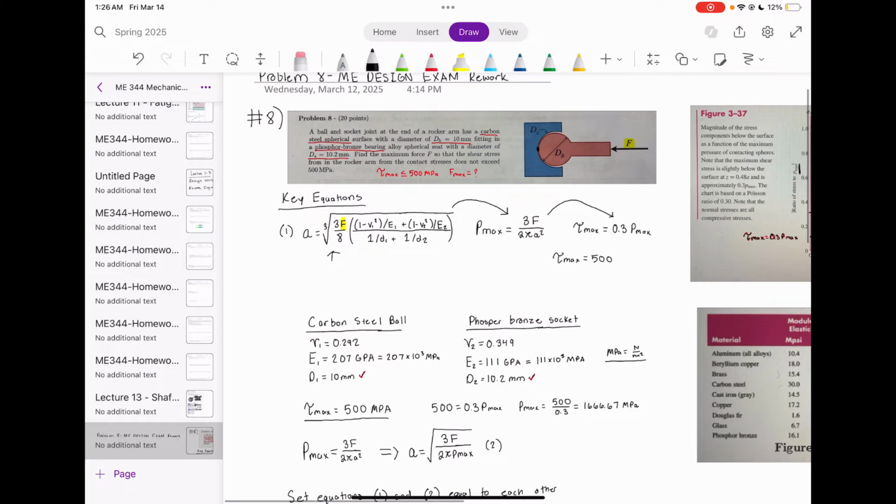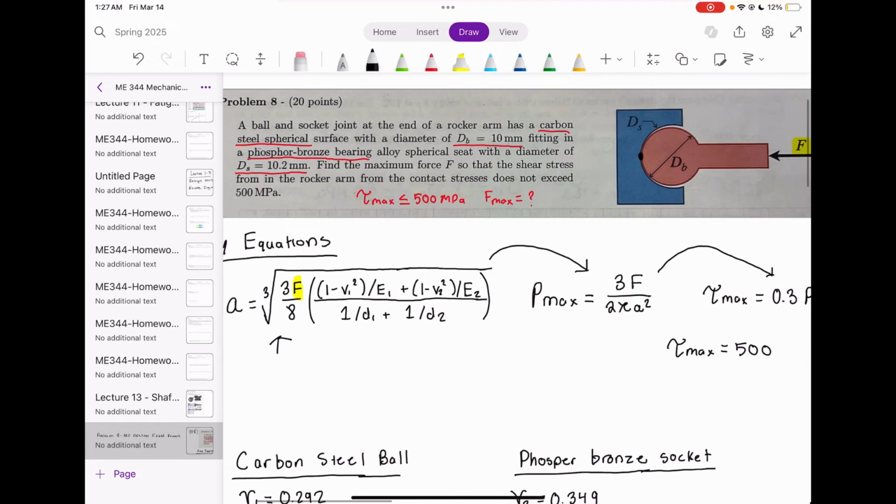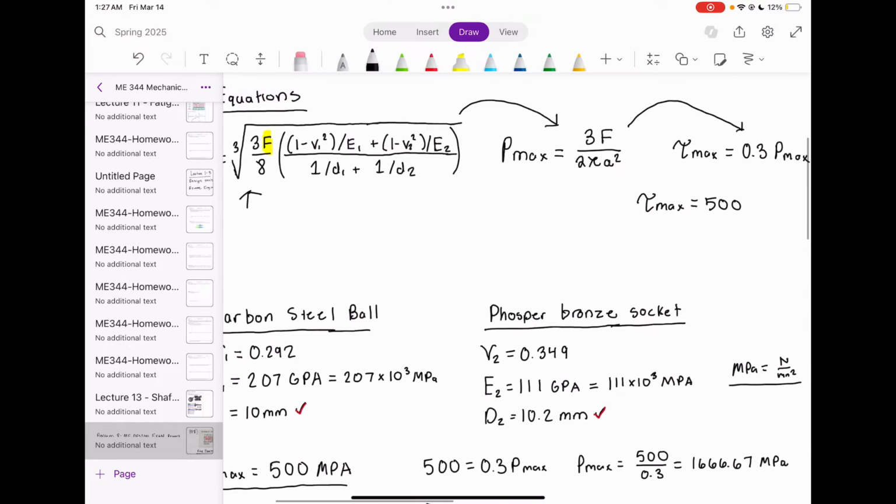Now that we have identified the key equations we need to solve the problem, we can go back into the problem statement and identify the things we need. So we know that it's a carbon steel ball and a phosphorus bronze socket.